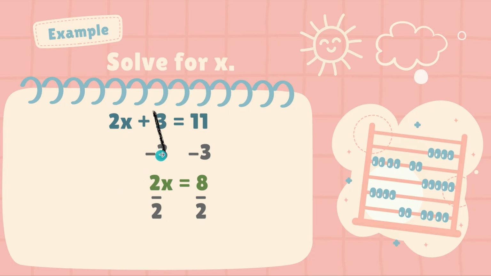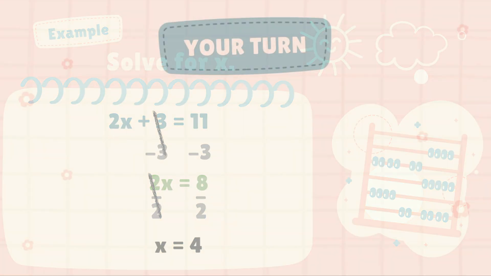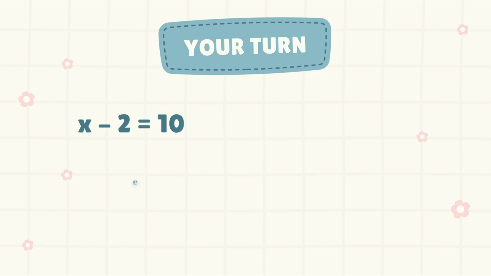Well, same as up here, my 2's cancel each other out. So now I just have x equals 8 divided by 2. What's 8 divided by 2? 8 divided by 2 is 4, which means x equals 4. Now you're going to try this one first, and then try one a little bit harder. Go ahead and pause the video, and then you can check your answers when you come back.